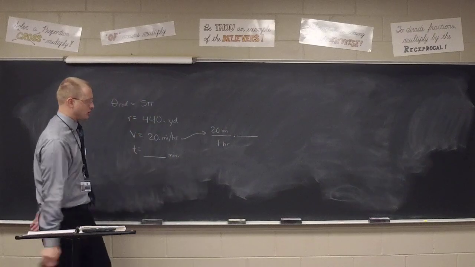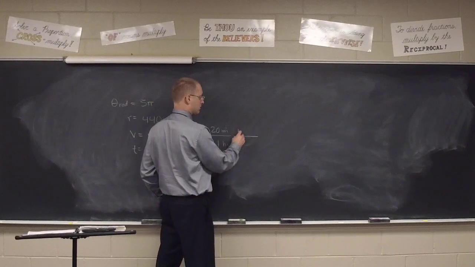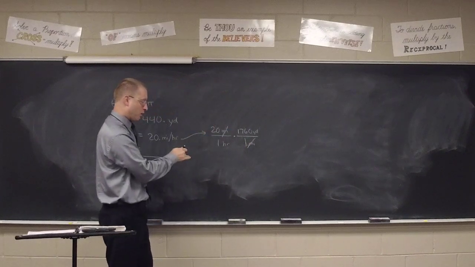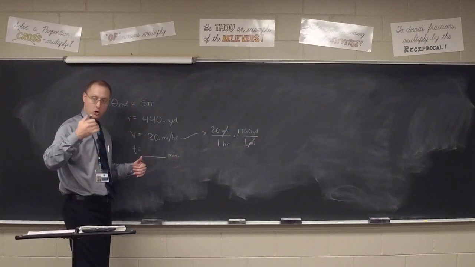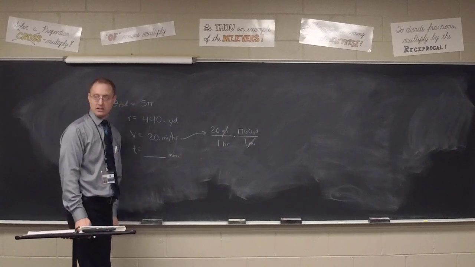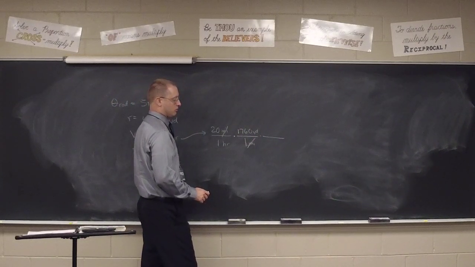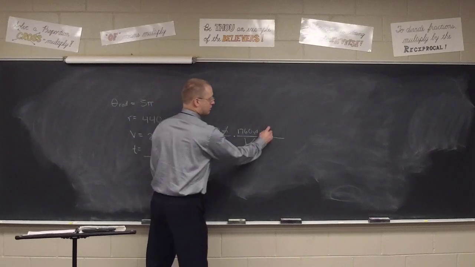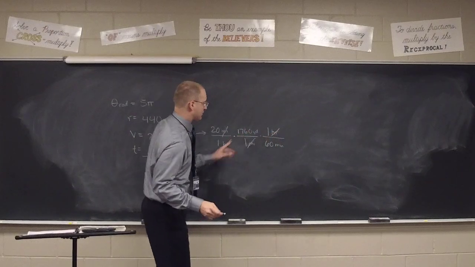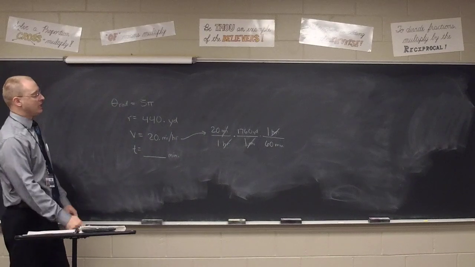So how do I set that up in the fraction? 1760 yards over 1 mile, and that gets the miles to cancel. That's yards per hour, but I want yards per minute, so how do I go from hours to minutes? 60 minutes is 1 hour, so put 1 hour over 60 minutes so that the hours cancel, leaving me with minutes. And so at your seats, just multiply, then divide by 60.